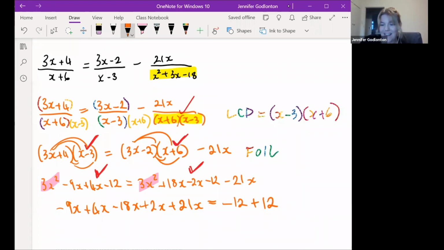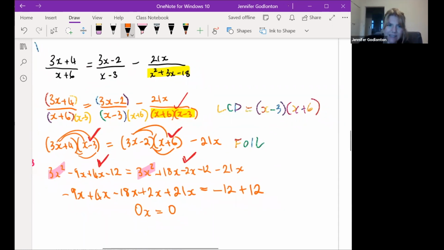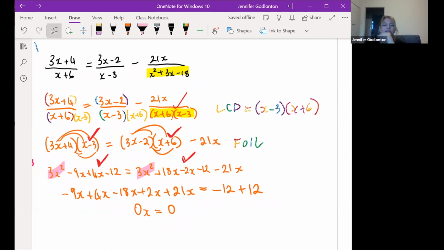Let's work this out. Negative 9 plus 4 minus 18 plus 2 plus 21 gives us 0x is equal to negative 12 plus 12, which is 0. What on earth do we do now? Who has seen this in class and who knows what to do?